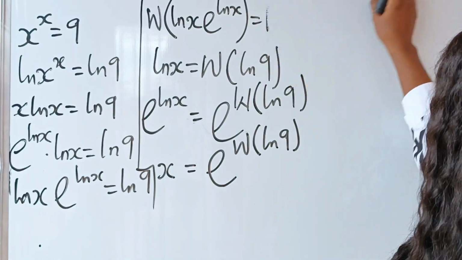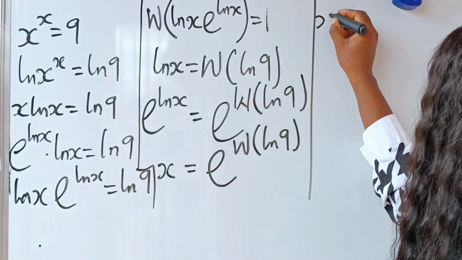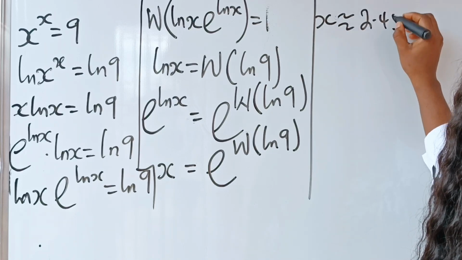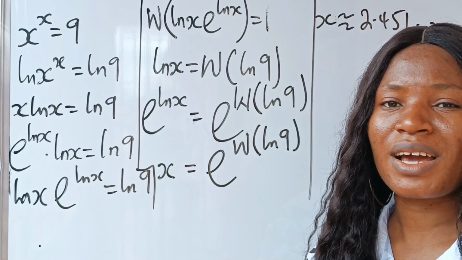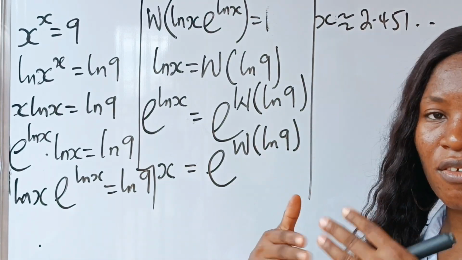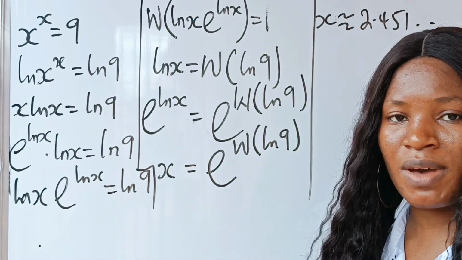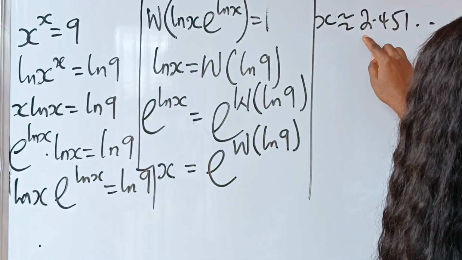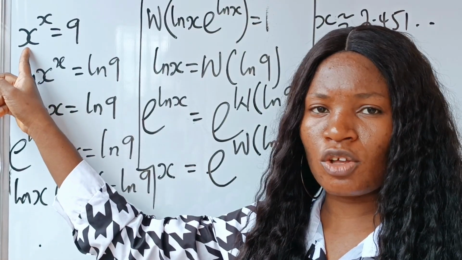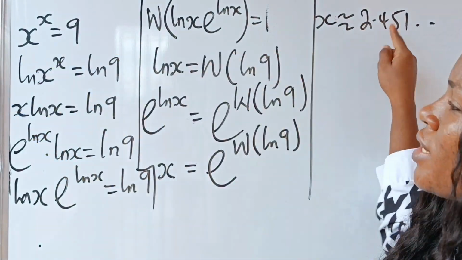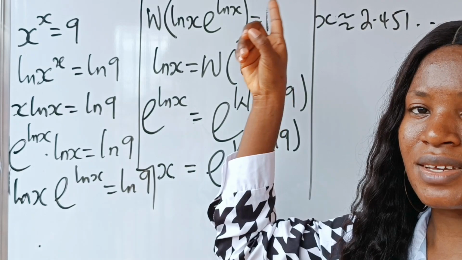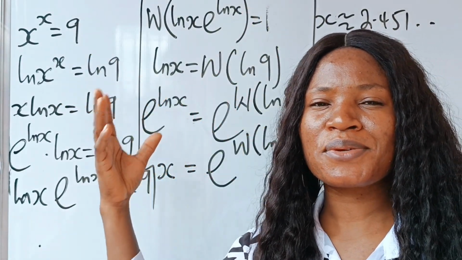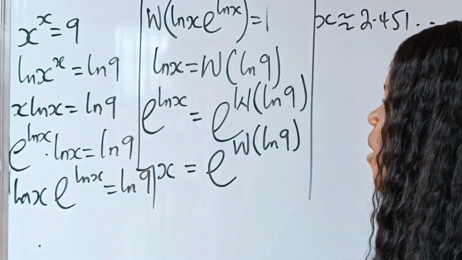Now, when you press this in your calculator, your x is going to give you an approximate value of 2.451, something like that. So it's going to be 2.45 something. I've actually forgotten because I'm not with my calculator here. So that is the value of your x, and if you substitute this into this particular side of the equation, when you raise this to the same power as itself, your answer is going to be 9.0000, showing that this is actually correct.